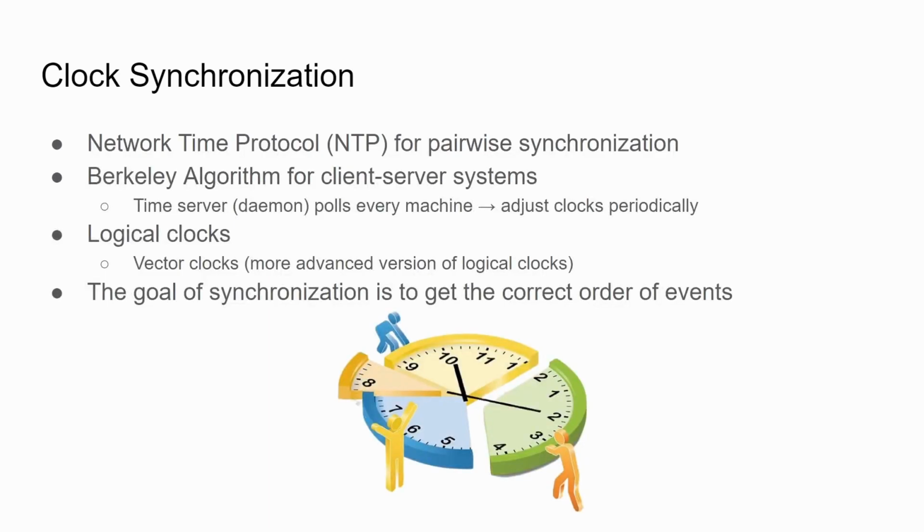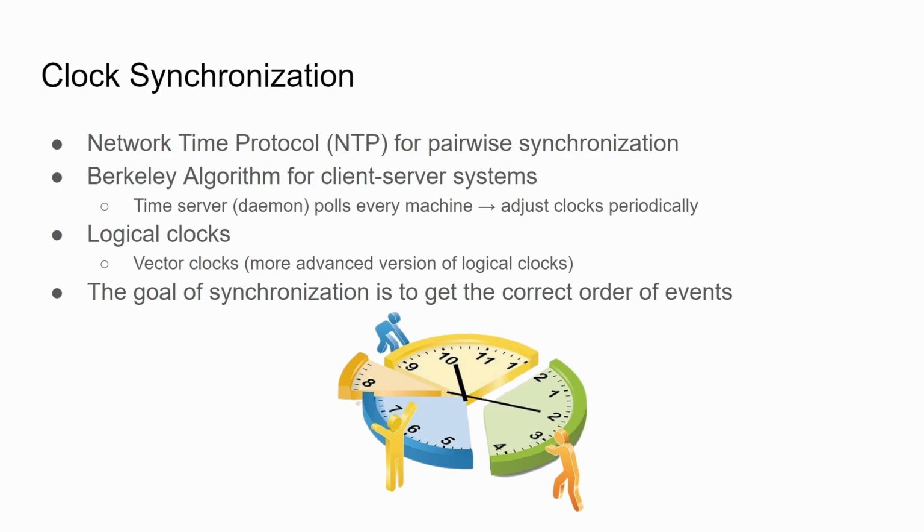And we're going to quickly move along to clock synchronization. For pairwise synchronization, we can use Network Time Protocol, abbreviated as NTP. Or we can also use the Berkeley algorithm for client-server systems. This is a time server that polls every machine and adjusts all the clocks periodically.